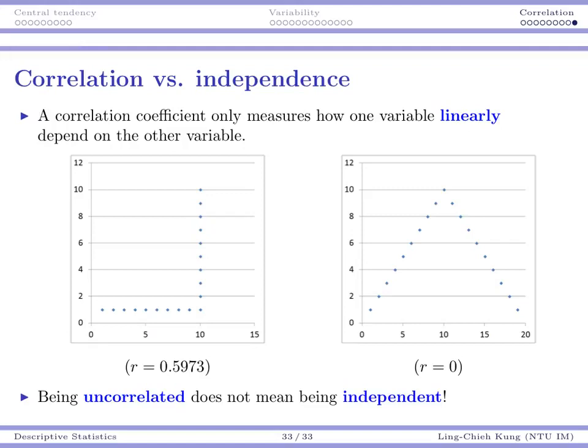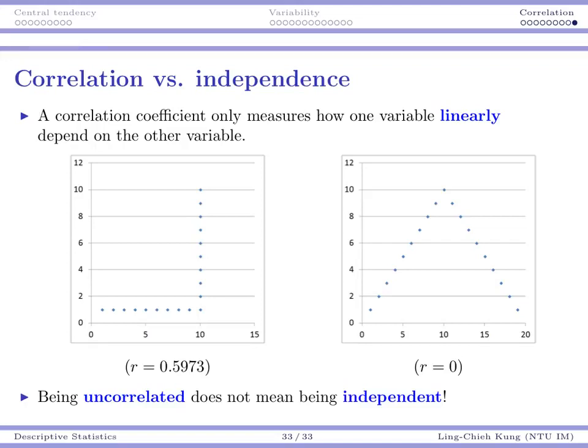Lastly, I'd like to warn you about one thing: the difference between correlation and independence. A correlation coefficient only measures how one variable linearly depends on the other. What does that mean? It can only measure linear relationship. If the two variables have a strong linear relation, you have a large correlation coefficient. But if they have a strong nonlinear relationship, your correlation coefficient cannot show it.